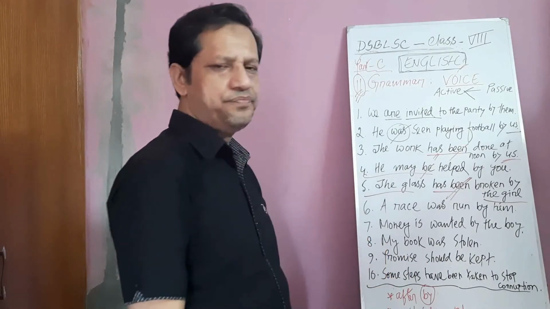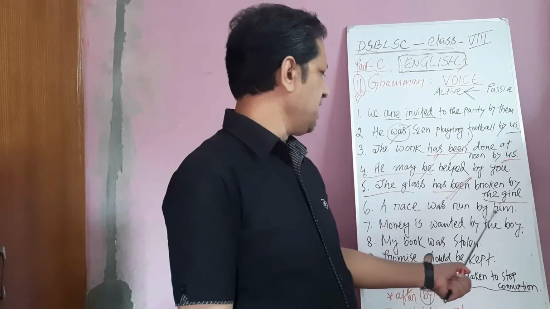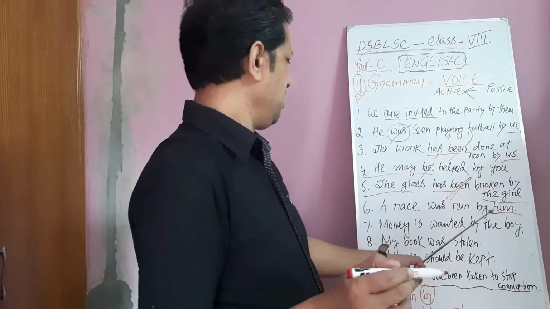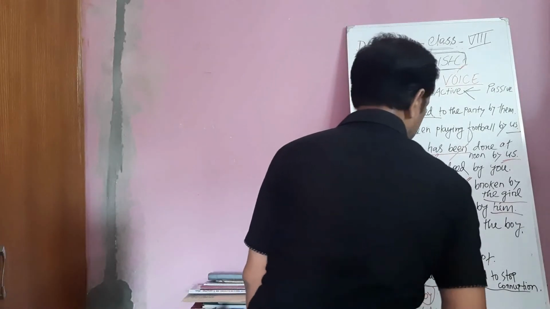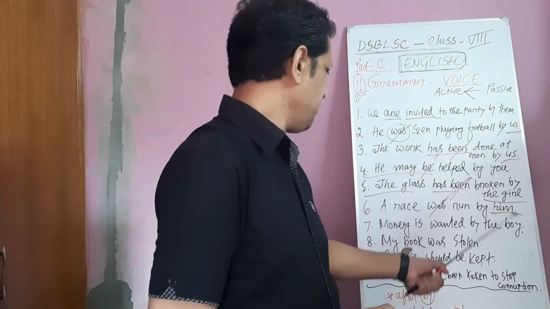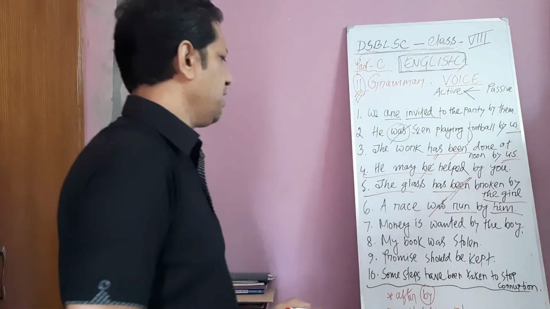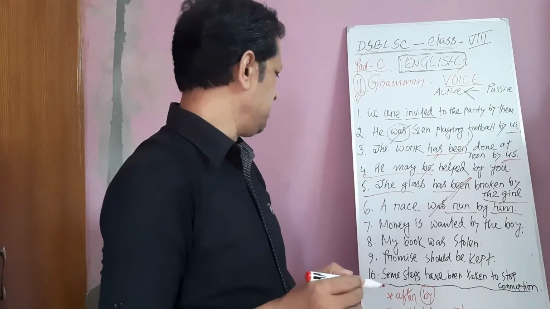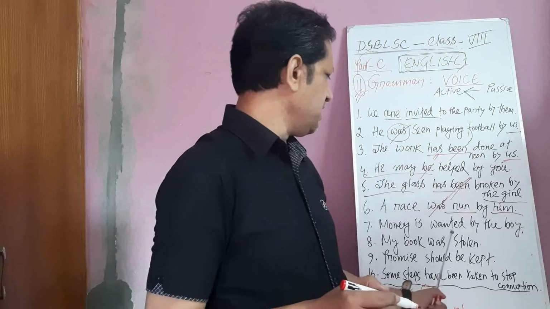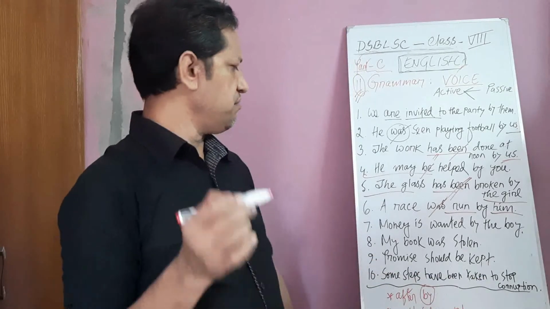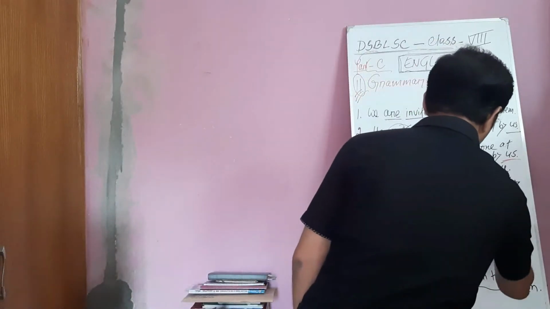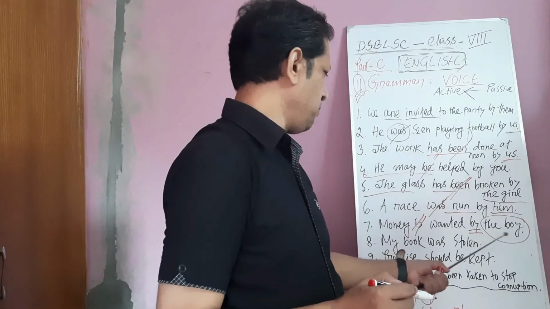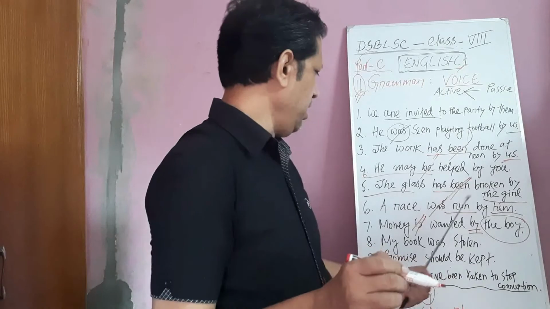Next, number 6. A race was run by him. So you have to write him as he. Here the helping verb was, you have to omit it. Then he, verb should be V2. He ran a race. Number 7. Money is wanted by the boy. Here, after by, the boy, it is present tense, you have to omit it. That's why the boy wants. The verb should be V1. The boy wants money.